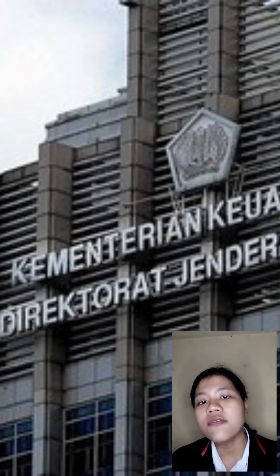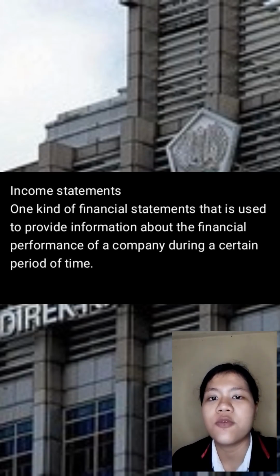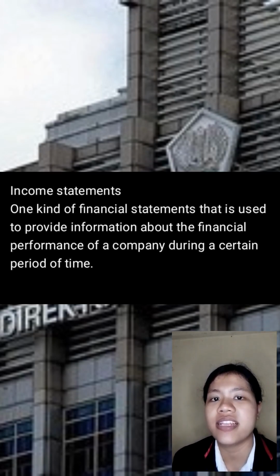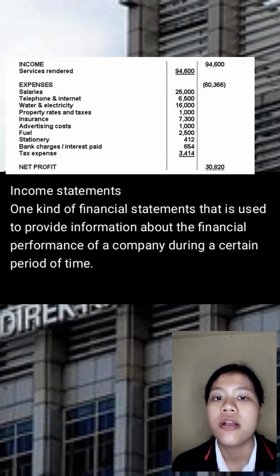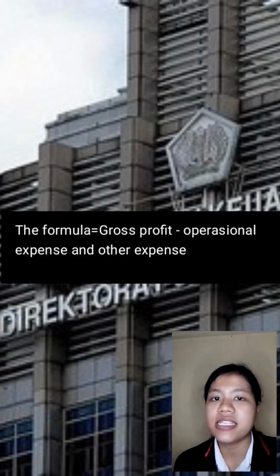Okay, the kinds of financial statements are: at first, income statements, one kind of financial statement that is used to provide information about the financial performance of a company during a certain period of time. The format is gross profit minus operational expense and other expense. Forms of income statements are single step income statement and multiple step income statements.